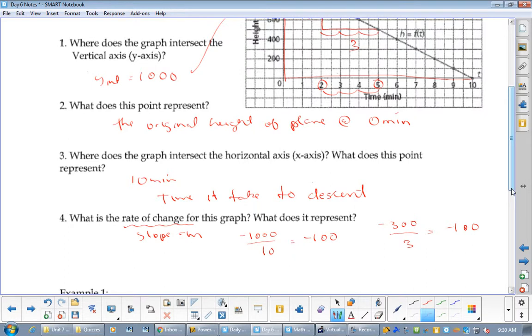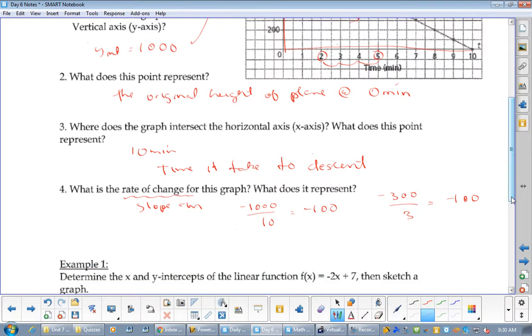What are the units for the negative 1,000? What are the units? Meters. The 10? Minutes. So that stays here. What does negative 100 meters per minute mean? Good. So he is descending at 100 meters per minute.